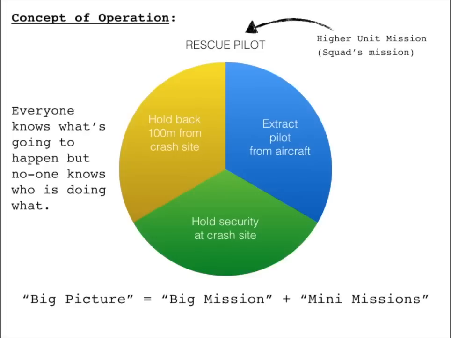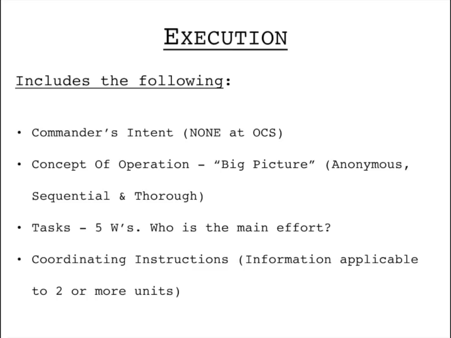You don't say fire team 1 will do this, fire team 2 will do that. You're not identifying which fire team is doing what yet, so this remains anonymous. It's sequential. This is walking the dog, so you do not skip around in time. You explain the plan, the way it will be rolled out. You start from the beginning of the mission and explain everything in the order that will happen all the way to the end of the mission.